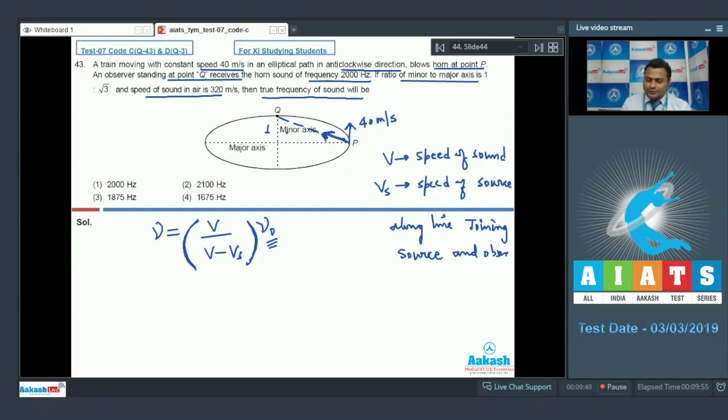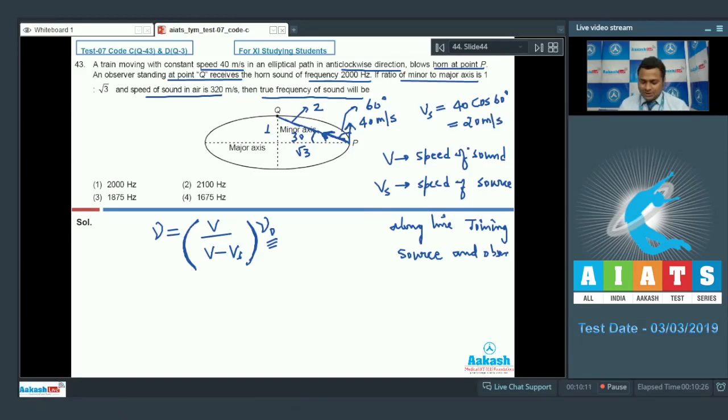Ratios are given. This is 1, this is √3 we can take, and by the Pythagoras theorem, this can be written as 2, and using the trigonometrical identity, this angle comes 30 degree. So that's why this will be 60 degree. Therefore we can write Vs is 40 times cos 60 degree. That is 20 meter per second.